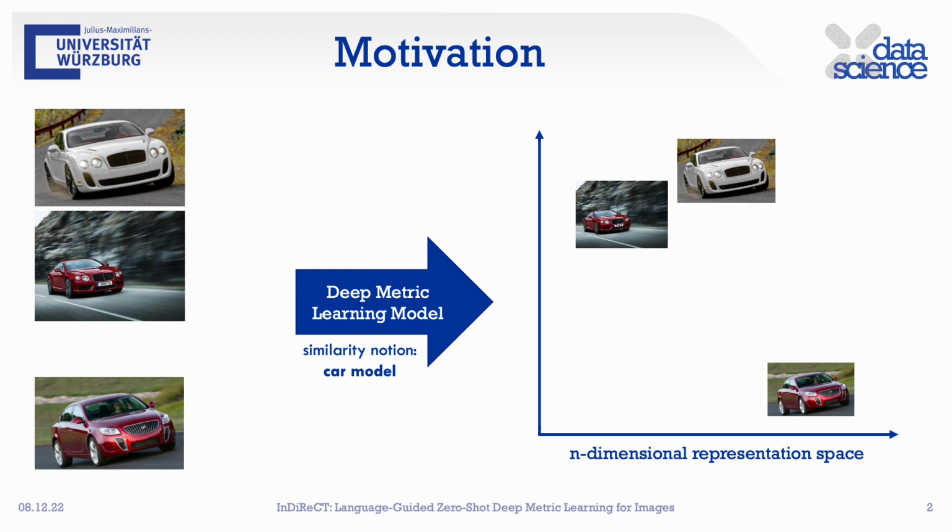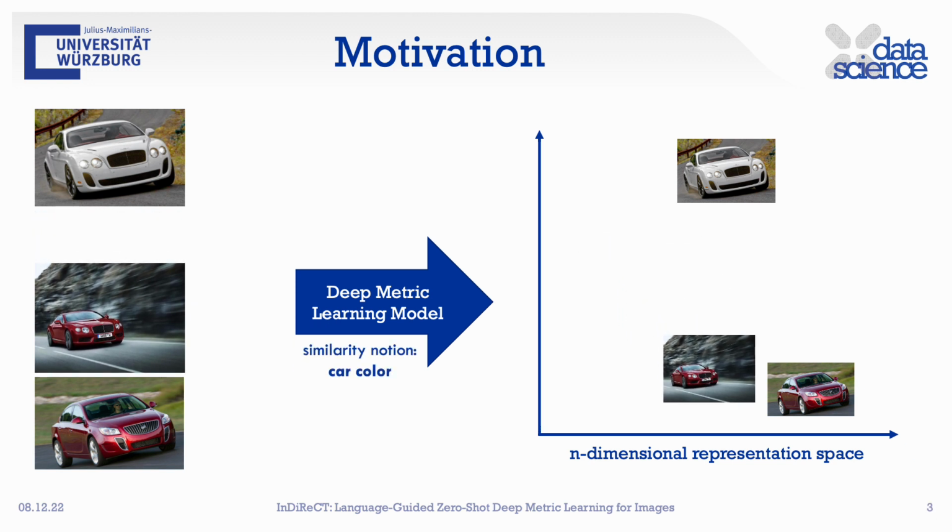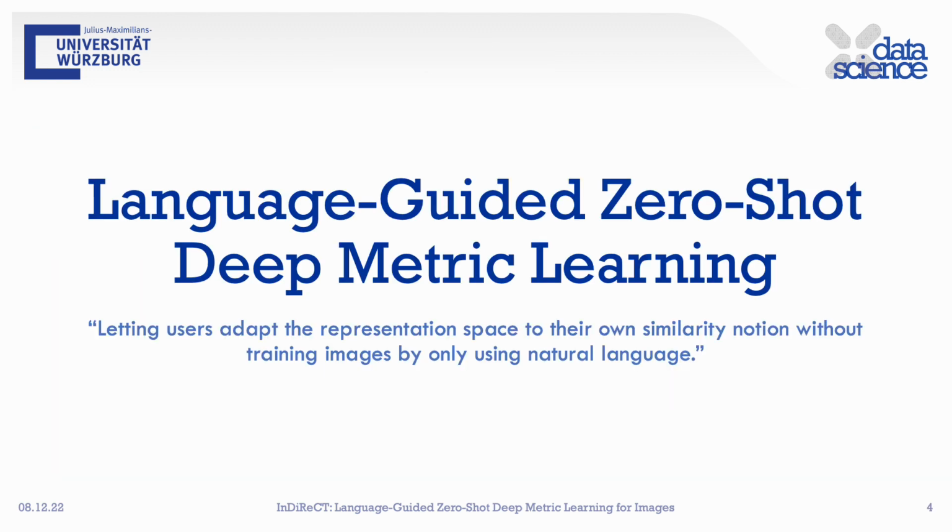However, users of deep metric learning systems, for example in visual search and item retrieval, might have different similarity notions. For example, the car color could be more important to them. To adapt deep metric learning models to new similarity notions, we would need to collect and label training data to fine-tune these models, which is costly and not user-friendly.